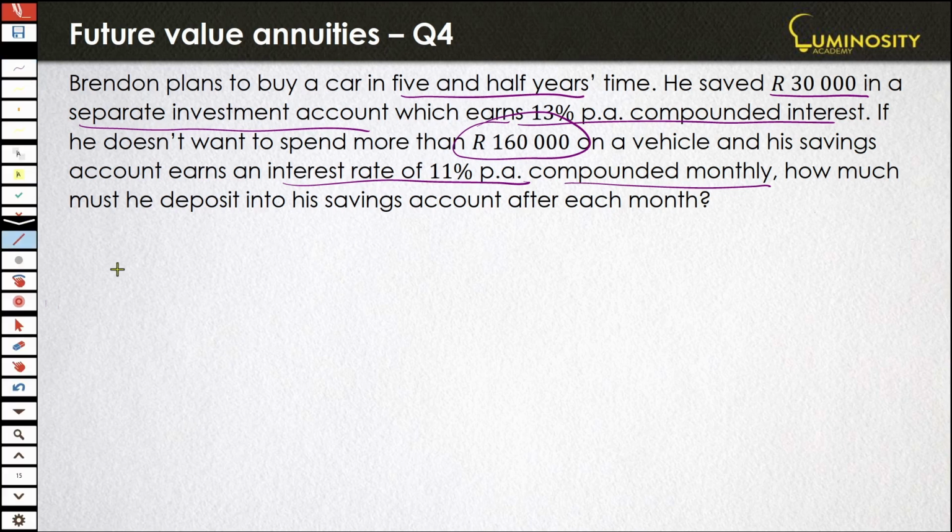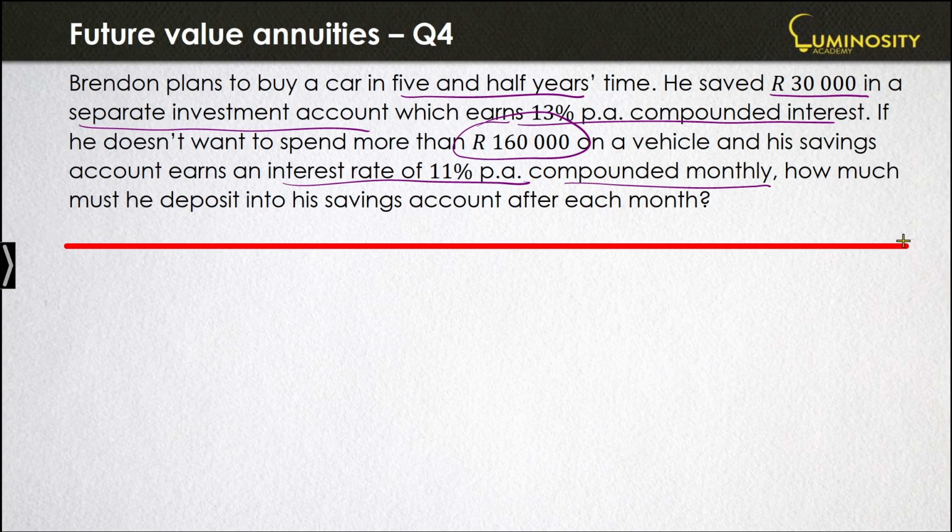Okay, so let's go ahead and put a timeline together and visualize what is happening here. As usual, I'm going to start off at T0, then T1, T2, and T3, all the way up to 5.5 years' time. 5 years is 60 months, 5 times 12 is 60, plus another 6 months for half a year. So that is T66. At the end of every month, Brendan's going to put a certain amount X, and he wants to save up to some future value.